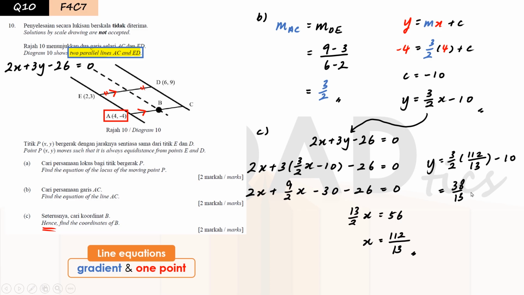But let's not stop here, because here it says find the coordinates of B. We need to write these two answers that we have in coordinate format, right? So you'll be writing it this way: B, bracket, 112 divided by 13, comma, 38 over 13, bracket.